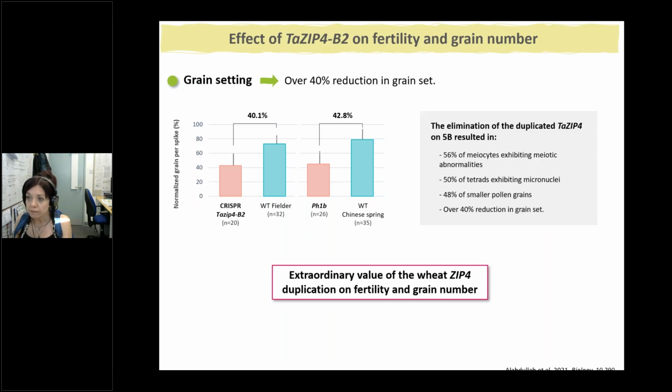So in short, the elimination of the duplicated ZIP4 copy resulted in more than half of meiocytes with meiotic abnormalities, half of tetrads with micronuclei, almost half of smaller pollen grains, and over 40% reduction in grain set. So these results highlight something we didn't pay that much attention to before, and it is the extraordinary value of the ZIP4 duplication on wheat fertility and grain number.